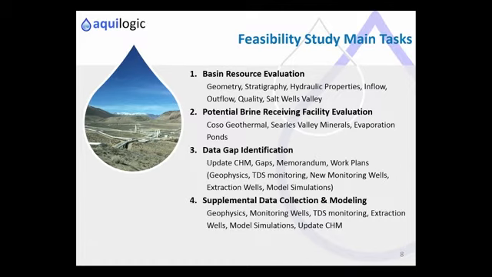We've got 11 main tasks as part of our scope of work. The first thing, we're hunting and gathering: basin resource evaluation. Available information on geometry, stratigraphy, hydraulic properties, inflow, outflow, and quality in the Salt Wells Valley, looking at the two potential brine receiving facilities, Coastal Geothermal and Sears Valley, identifying the data gaps.